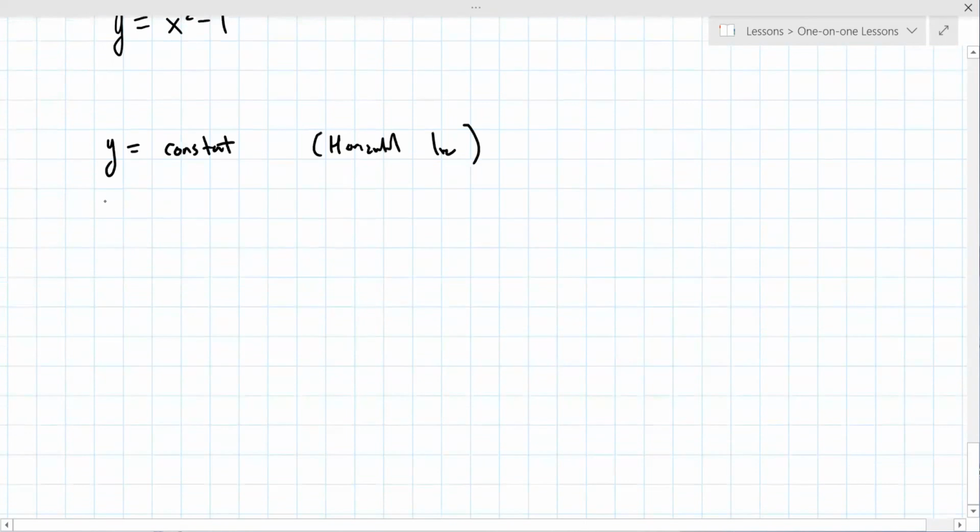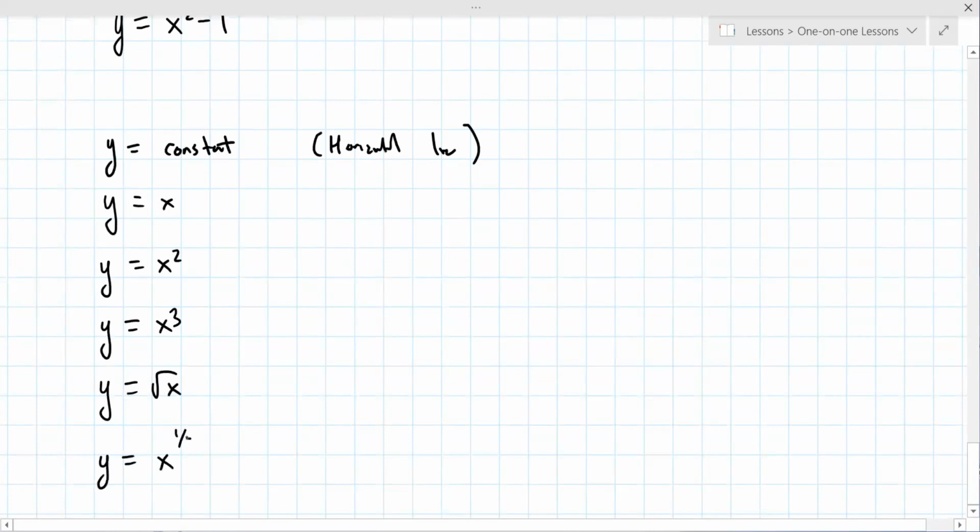And then you got y equals x. That's a line. y equals x squared. y equals x cubed. And then we got y equals square root of x, y equals x to the 1/3 power, y equals absolute value of x. That's probably all that you need to know for now.